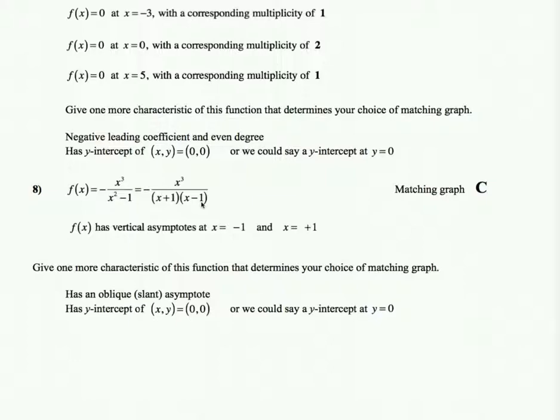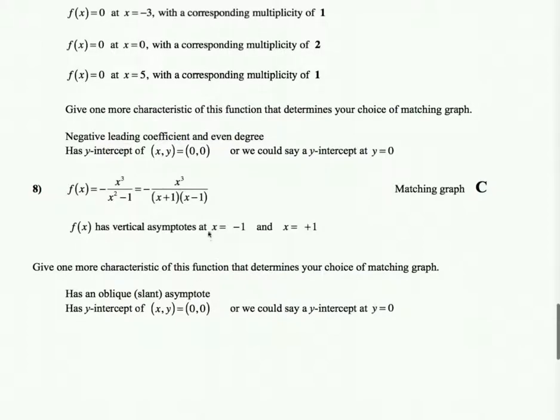And that gives us vertical asymptotes at x is negative 1 and x is positive 1, because those are the two values that make the denominator 0. What other characteristics do we have? Well, this graph has a slant or oblique asymptote, because the degree of the numerator, 3, is exactly 1 greater than the degree of the denominator, that is 2. So we have a slant asymptote in this graph.